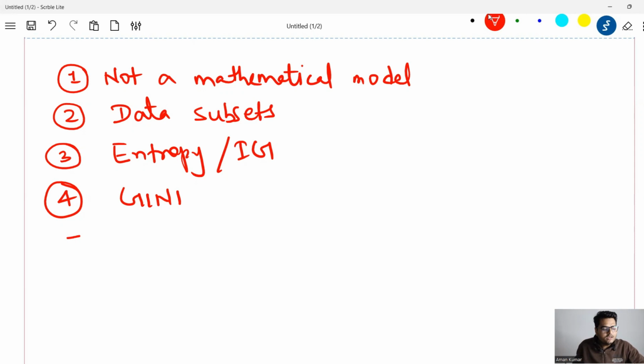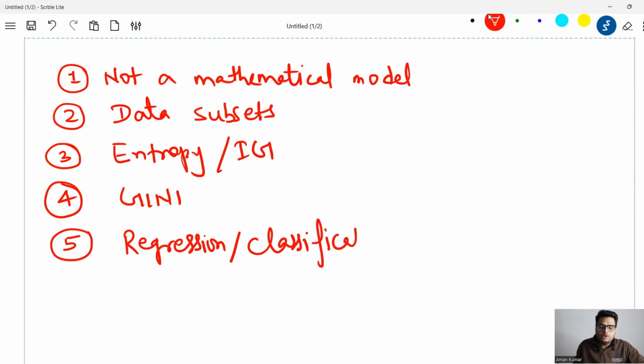Okay, and then the final thing you have to explain is how a decision tree works for regression and classification use cases, because it can solve both problems. So how it is different in regression, how it is different in classification. So guys, this is not a mathematical model, you know already. How it works, data subsets, you may be having some idea.